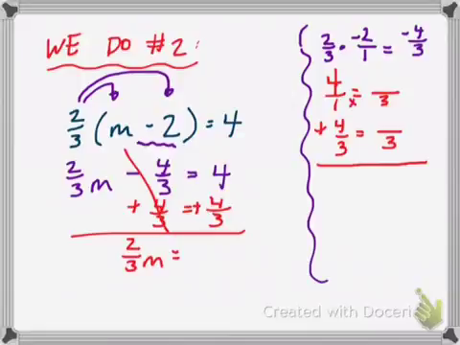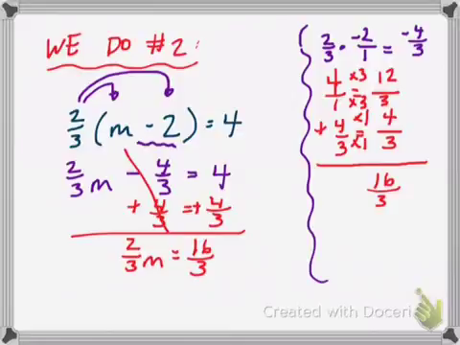So 1 times 3 I know is 3, so 4 times 3 I know is 12. 3 times 1 I know is 3, so 4 times 1 I know is 4. Then I can add, since they have the same denominator. 12 plus 4 is 16, and I keep my denominator, so 16/3. So now I have 2/3 m is equal to 16/3.